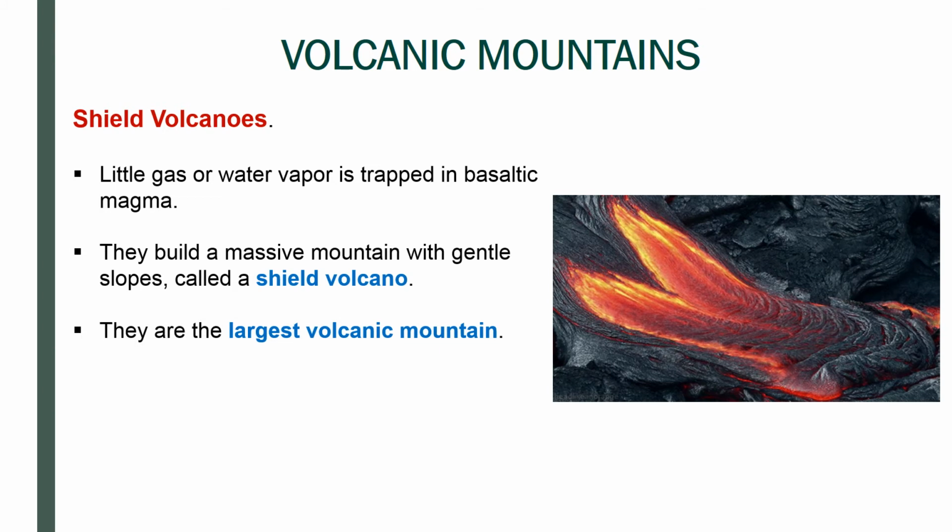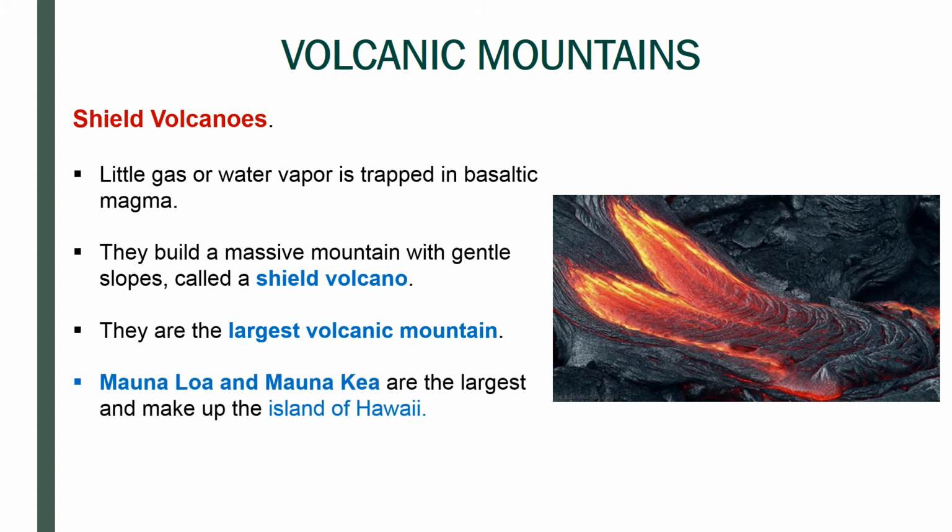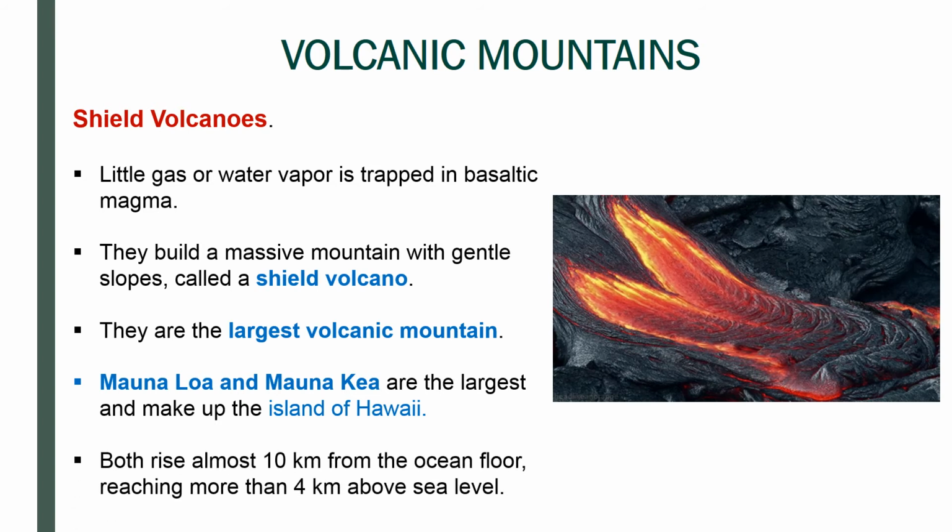They are the largest volcanic mountains regarding the area. And examples of that, Mauna Loa and Mauna Kea are the largest, and they make up the island of Hawaii. Both of those shield volcanoes rise up to the height of 10 kilometers from the ocean floor. They reach more than 4 kilometers above sea level.